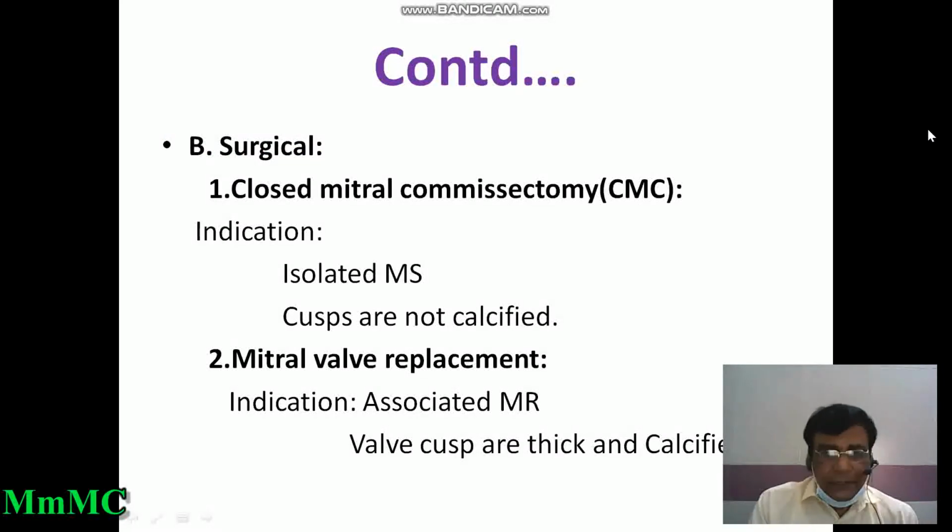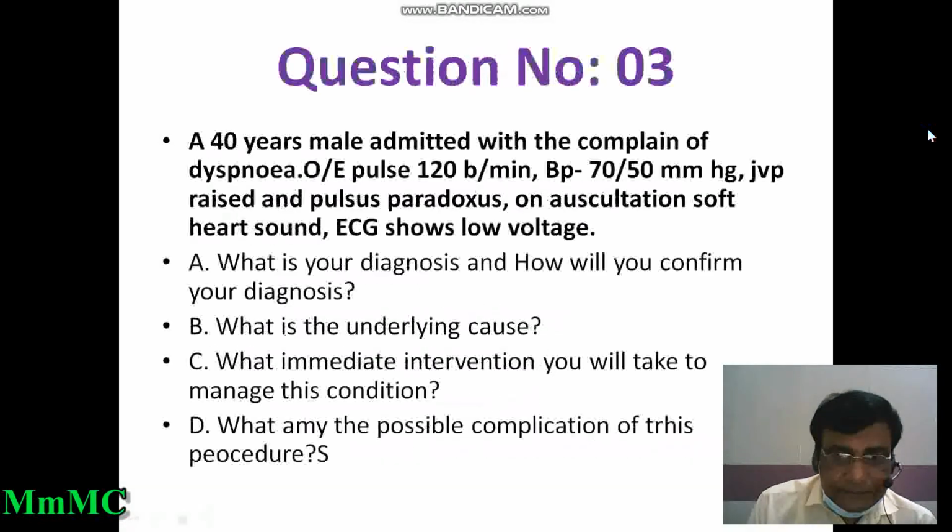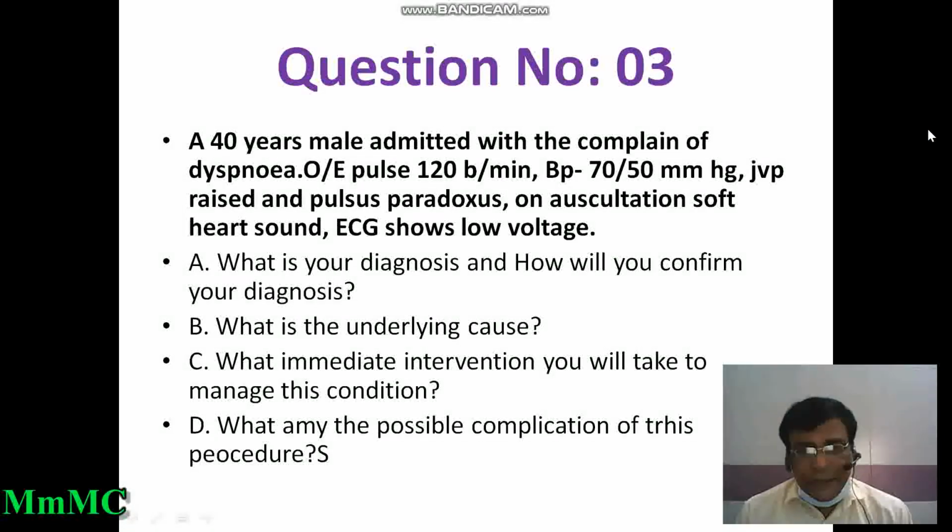Now, surgical treatment. CMC, closed mitral commissurotomy, indication isolated MS and cusps are not calcified. Second one is mitral valve replacement, and indication is associated MR with MS, and valve cusps are thick and calcified. So this is the end of question number 2.